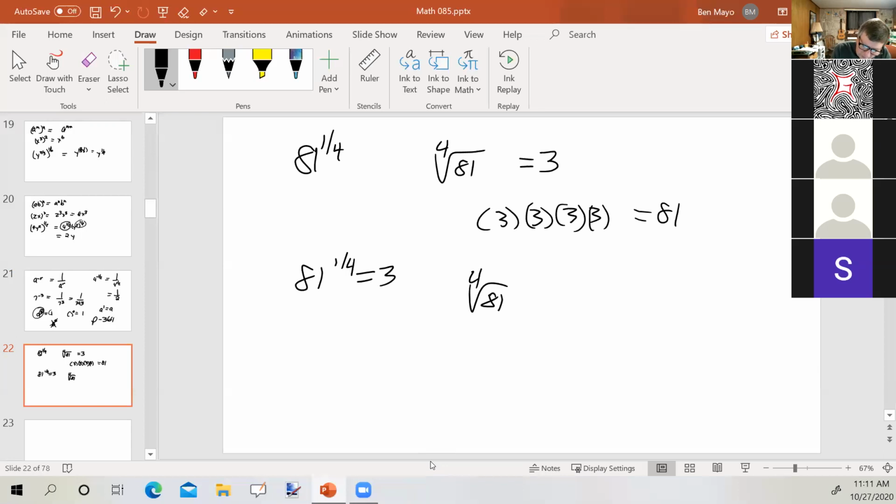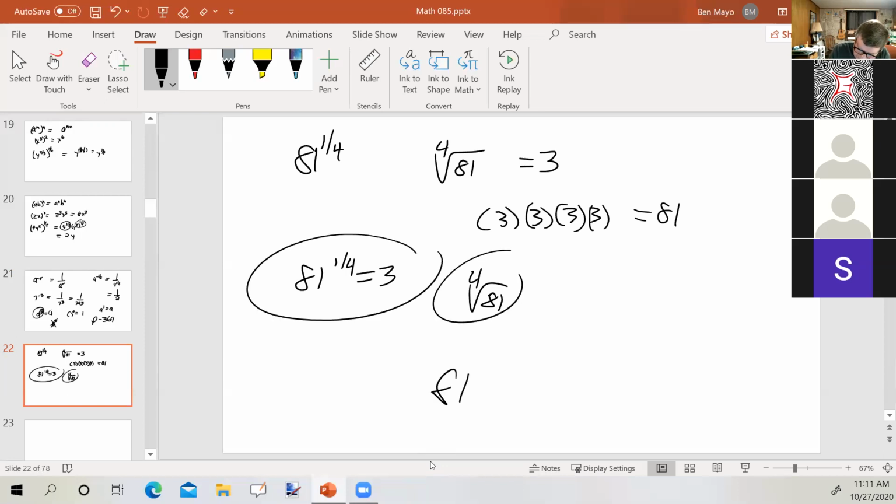And you could put both those into your calculator. You could go 81 to the parentheses 1 divided by 4 power equals, or you could go 4 and then use the x root and put 81 in there, and you should come up with 3.